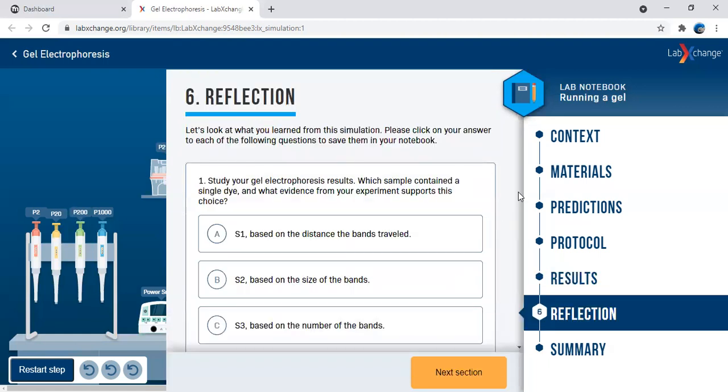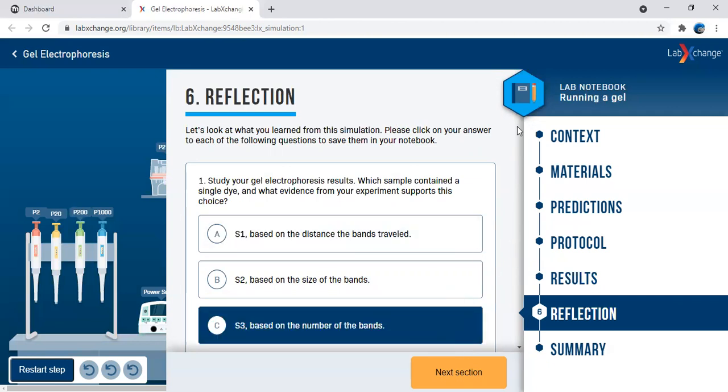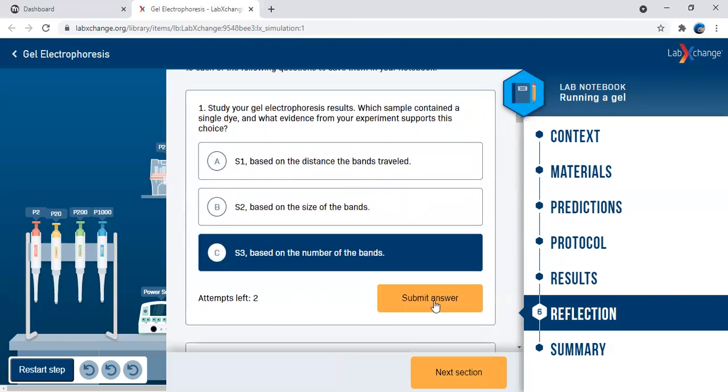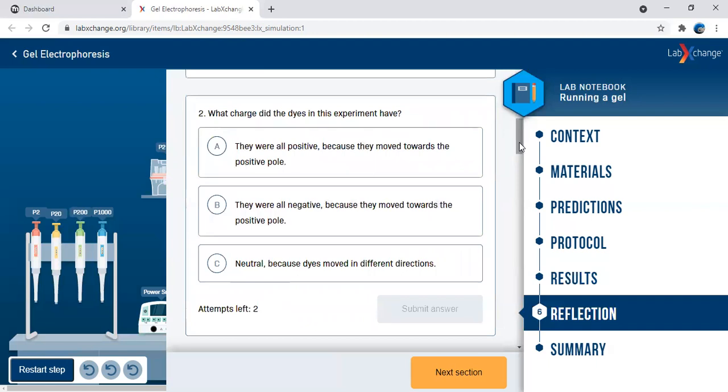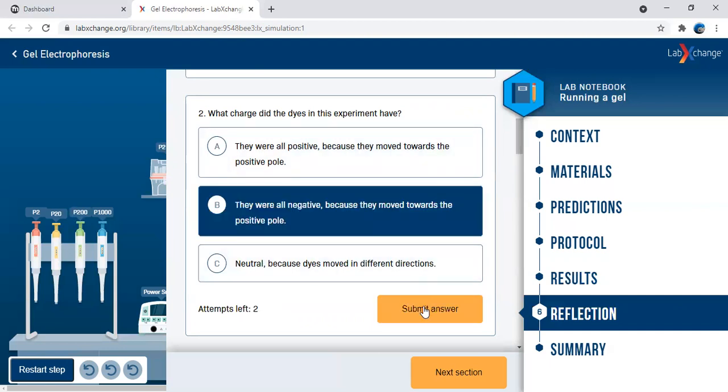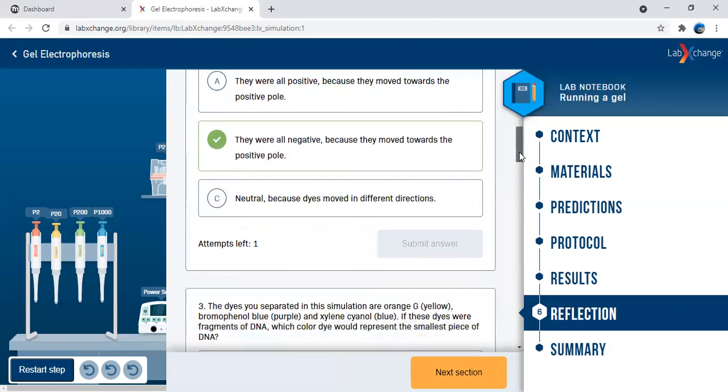So the reflection. Let's look at what you learned from the simulation. Please click on your answer to each of the following questions. Study your electrophoresis results. Which sample contains a single dye and what evidence from your experiment supports this choice? This would be the S3 band, based on the number of bands. What charge did the dyes have in this experiment? They were all negative because they moved toward the positive pole.